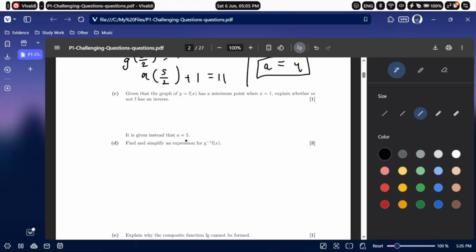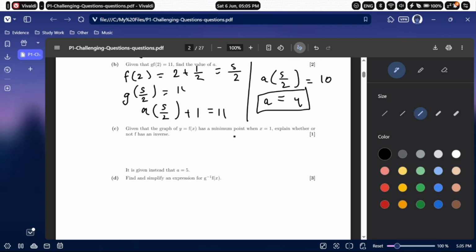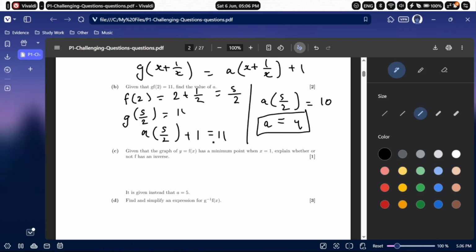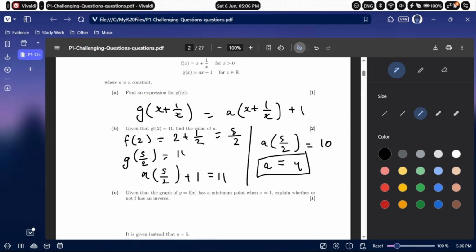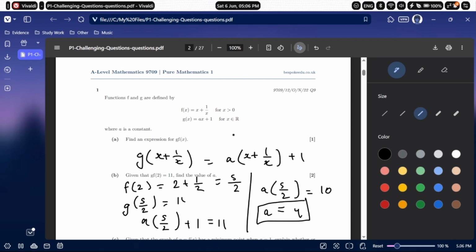Okay, moving on. Now, given the graph of y is equal to f of x has a minimum point at x is equal to 1, explain whether or not the function has an inverse. So first of all, you have to look at the domain of your f of x. This is basically a sort of a rational function, and the domain for this is x is greater than 1.